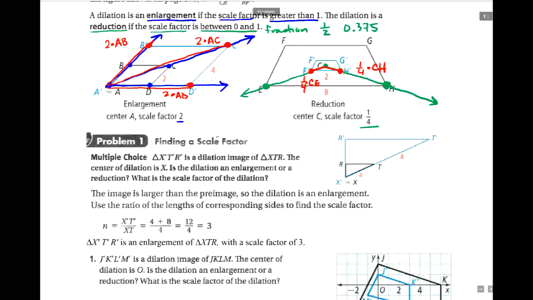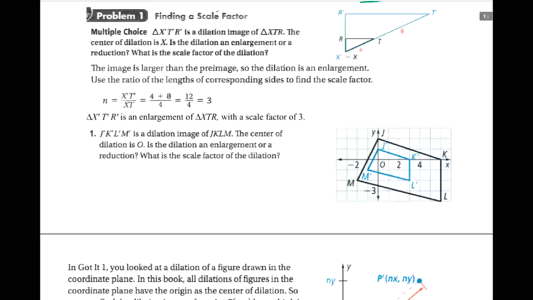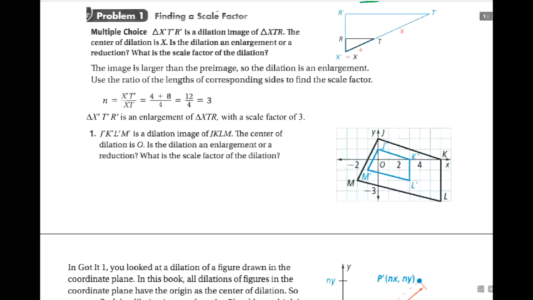Now, how do we use this information to find a scale factor? All right, we have triangle X prime T prime R prime, a dilation image of triangle XTR. The center of dilation is at X. I like to mark my center so I know where I'm working from.